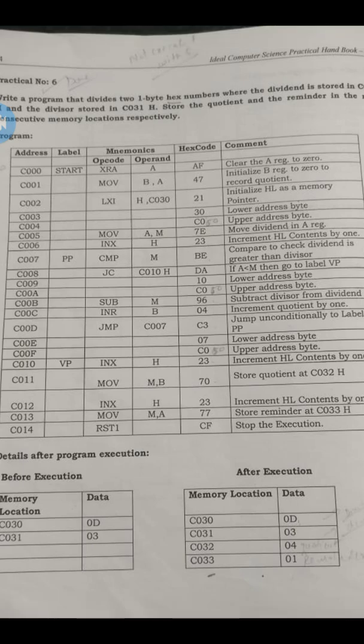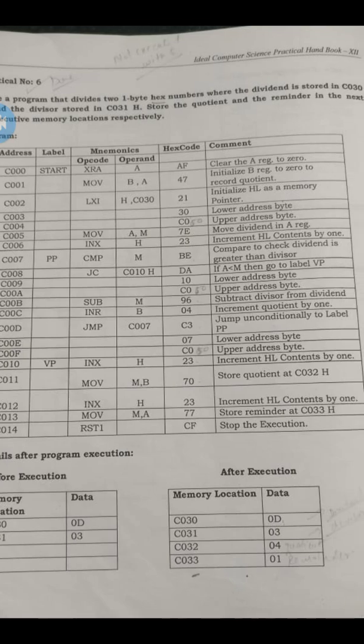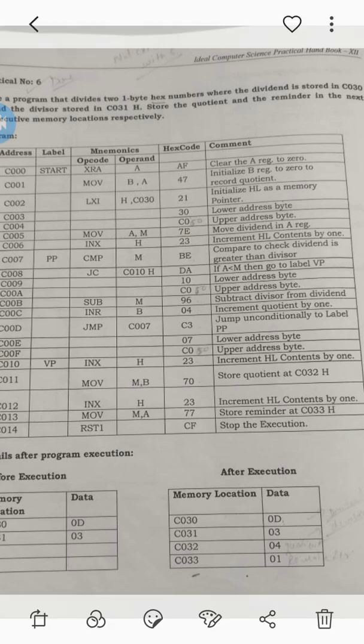Now next is subtract. What we have to do next is subtract the divisor from the dividend. This is simple, as when we divide two numbers. For the subtraction, SUB M means it will subtract the contents of the memory from the accumulator, and the result will be stored back in the accumulator. And the hex code of subtraction is 96.